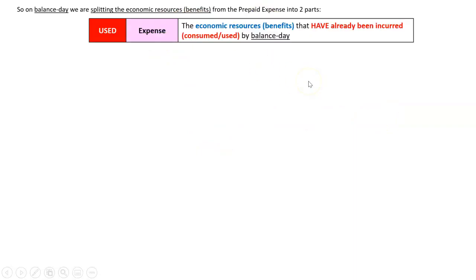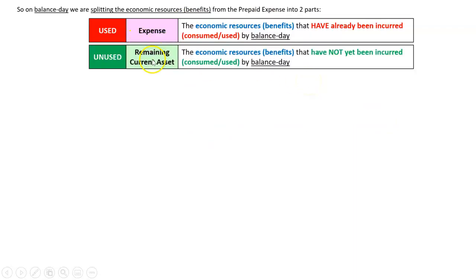So basically what we're going to do is on balance day, we're going to split the economic resources or benefits from the prepaid expense into two parts. The bit that we've used and the bit that is unused. Now, the bit that we've used will be the expense, and the bit that is unused, that will be used in the future, is the remaining current asset.